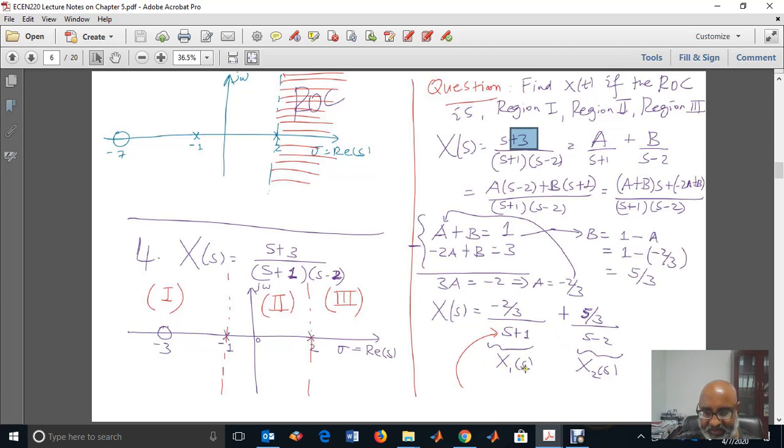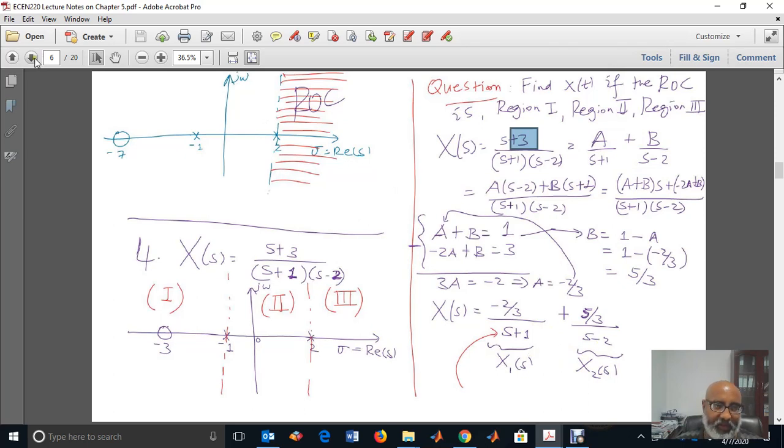Now let's say this is X1(s) and this is X2(s). X1(s) has two options. It can be either a right-sided signal, meaning the region of convergence is greater than -1, or a left-sided signal, with the region of convergence less than -1. The same X2(s) has two options: the region of convergence greater than 2 and the region of convergence less than 2. So we check these conditions.